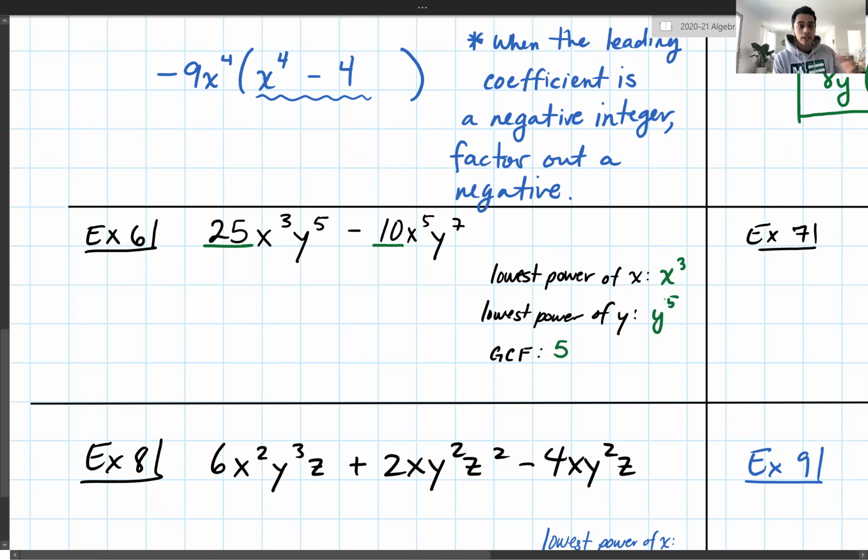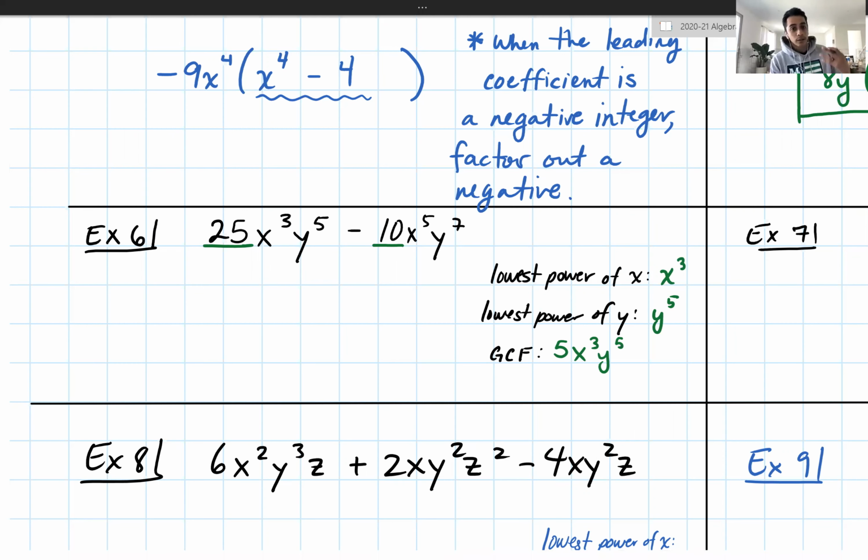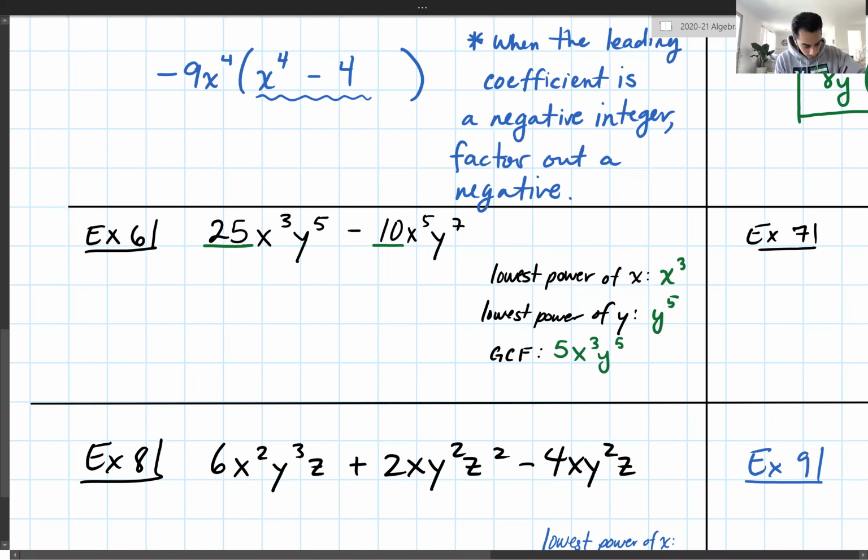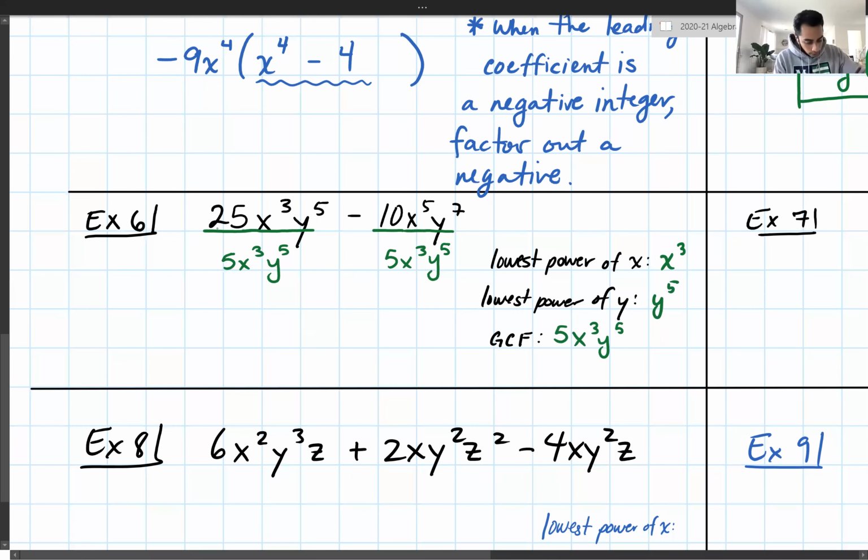Our greatest common factor is a combination of all three. It's going to be 5x to the third, y to the fifth. That is what both terms have in common. They can both be divided by 5, by x to the third, and by y to the fifth. So then we divide all of it by 5x to the third, y to the fifth. We're just going to go piece by piece. Don't let this overwhelm you. I know 5x to the third, y to the fifth is my greatest common factor.